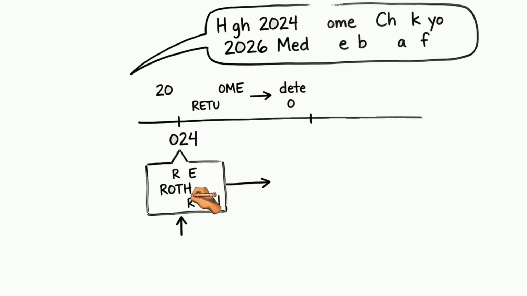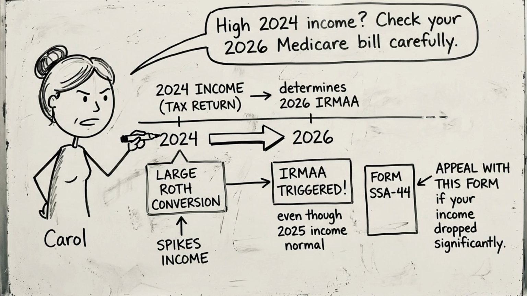IRMAA is based on your income from 2 years prior, called the look-back period. In 2026, Medicare looks at your 2024 tax return. This creates opportunities. If you had an unusually high income year in 2024 due to a large Roth conversion, a business sale, or other one-time income, you may be paying IRMAA in 2026, even though your current income is much lower. You can appeal this with SSA using Form SSA-44 to report a life-changing event that reduced your income.